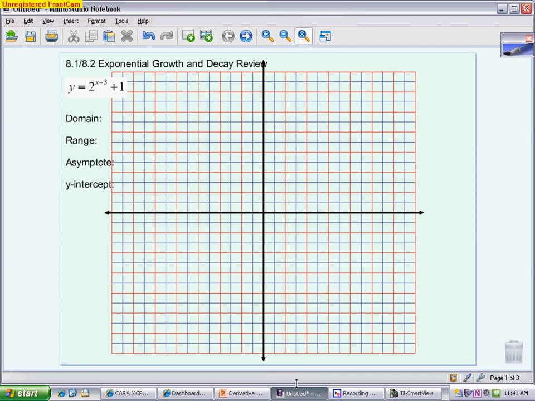This video is going to review the first couple sections in Chapter 8, which were all about exponential growth and decay. And if you remember, we actually did the sections in one day because they are so similar. Rather than splitting it up and doing one day growth, one day decay, it is best to just talk about them side by side.